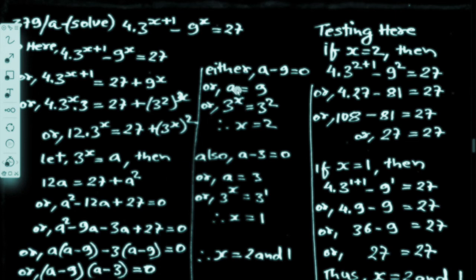From these factors, we should find the value of a or x. From the first factor, a minus 9 equals 0, or a equals 9. Now replace a with 3 power x, which equals 3 squared. 3 squared means 9. The base 3 is the same, so x equals 2. Therefore, x equals 2 is our first answer.